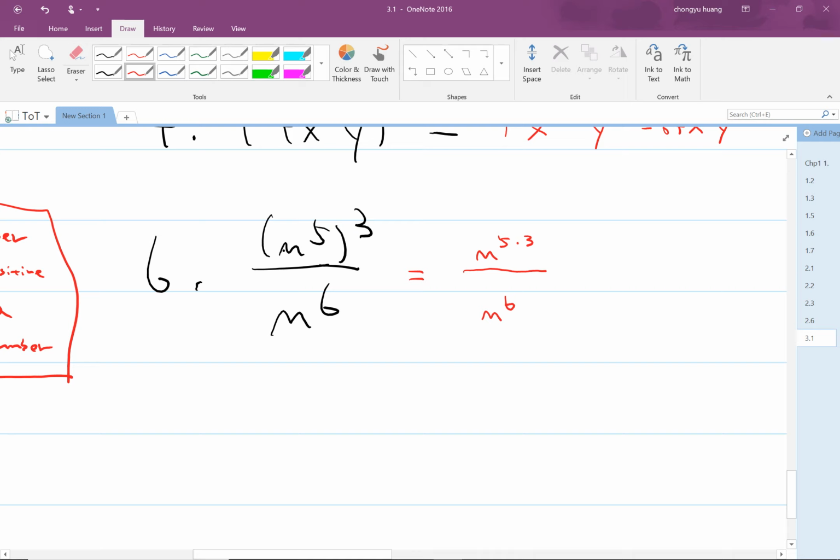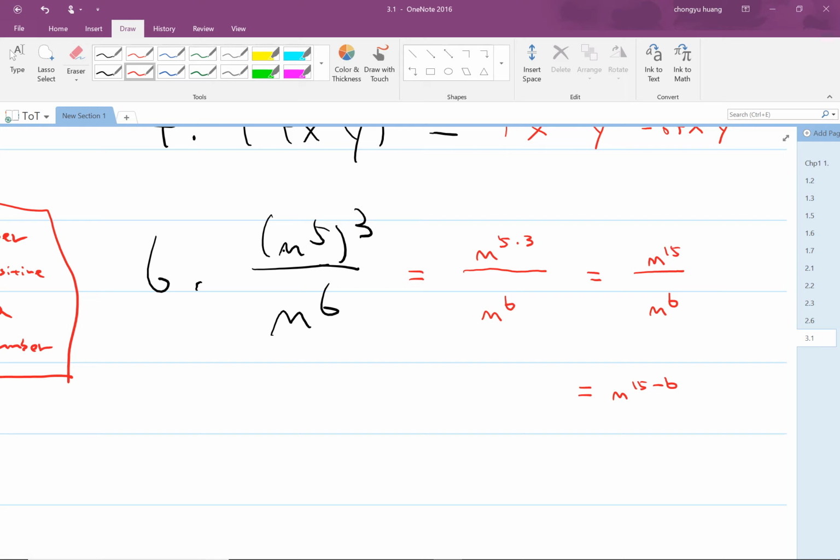The next step is to simplify a little bit. 5 multiplied by 3 is 15, so we have x^15 over x^6. As the property says, this is equal to x to the power of 15 minus 6. That's the property, so we have x^15 over x^6.